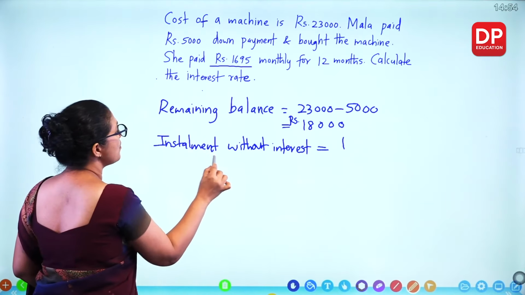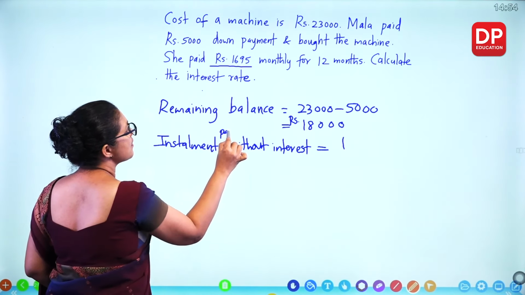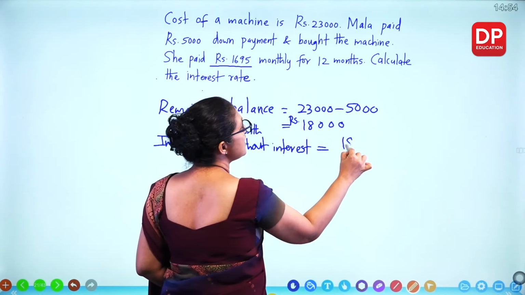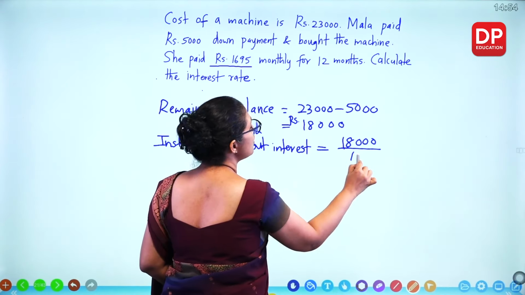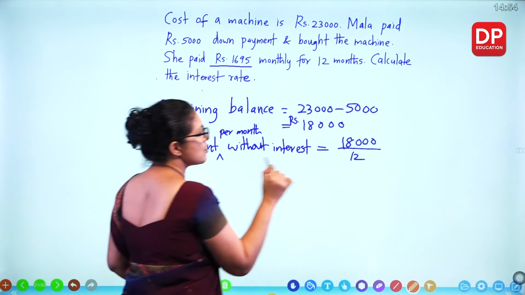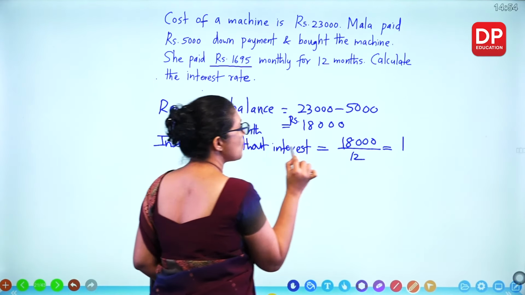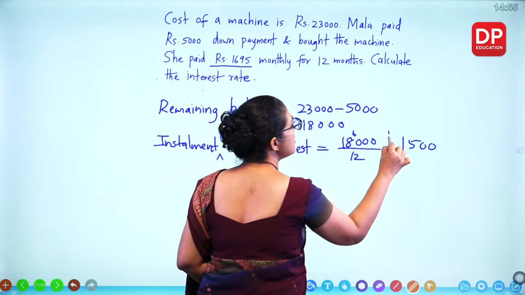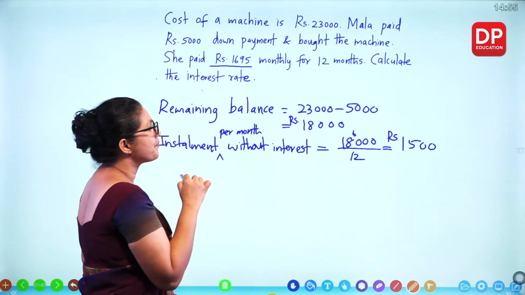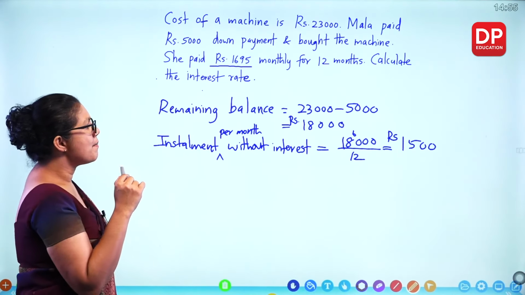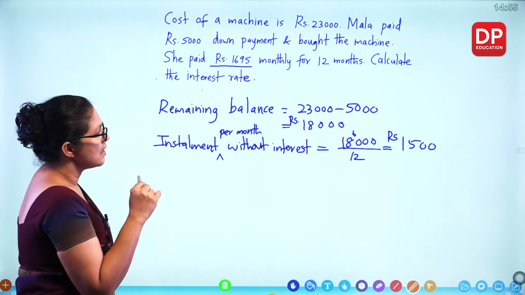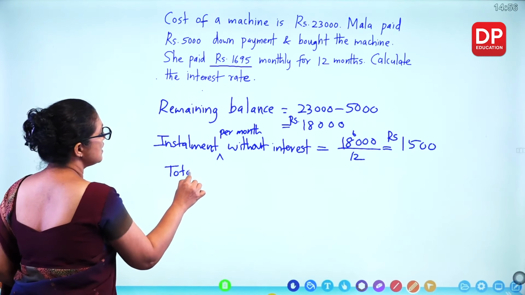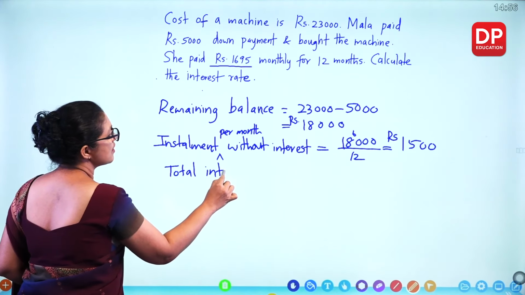This is the installment per month. 18,000 divided by 12. There are 12 months. So 12 times 1, 12. So 6 for 60, that's 1,500. That's the installment per month without interest. Now we need to find out the total interest.